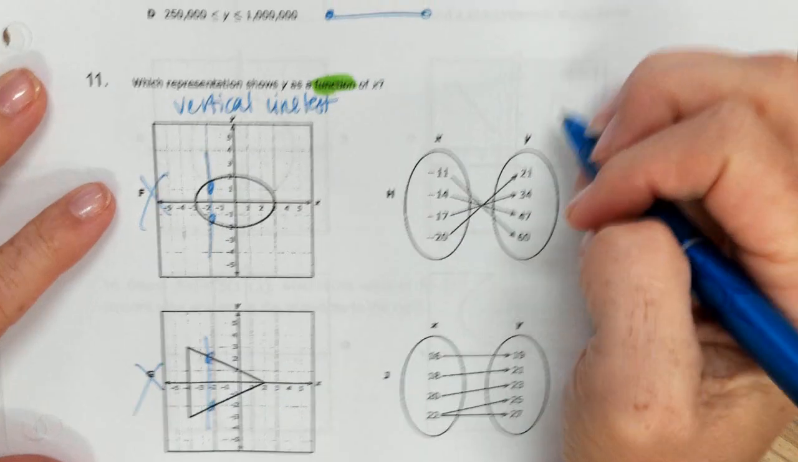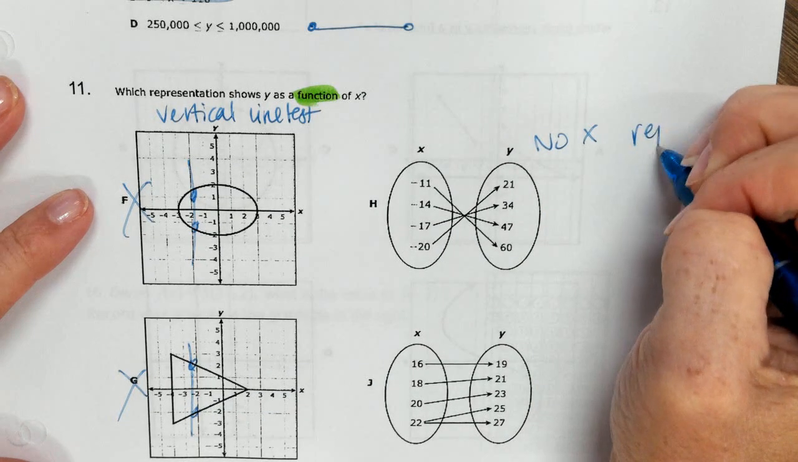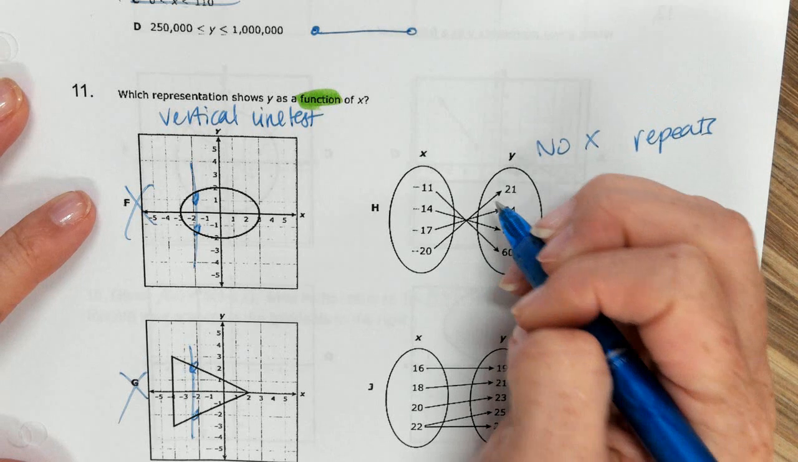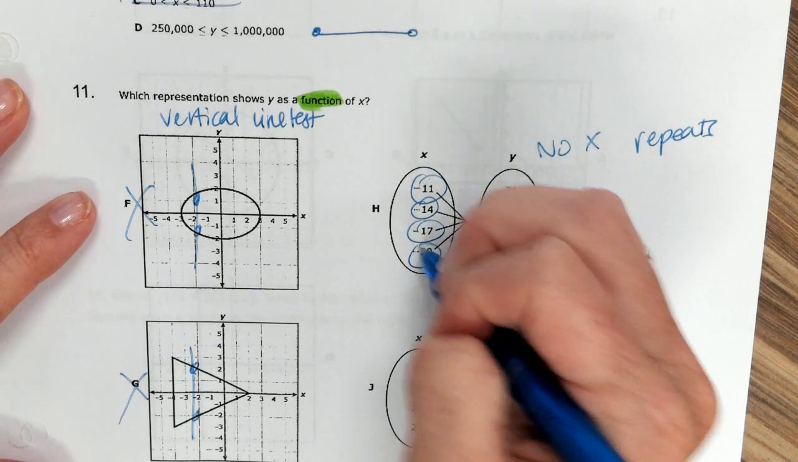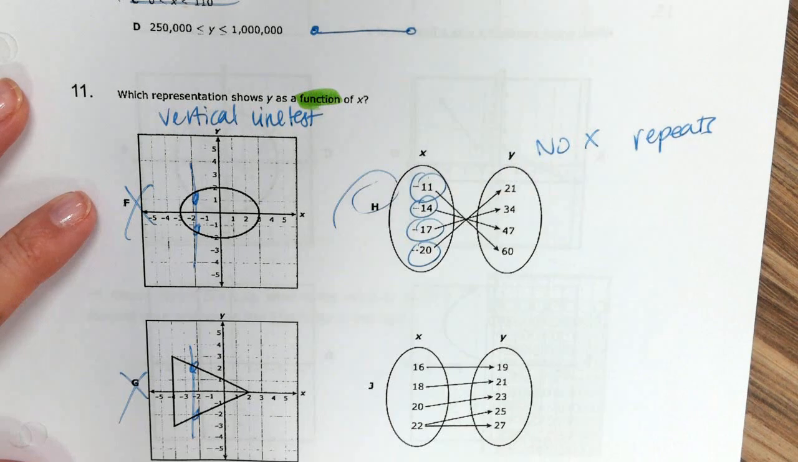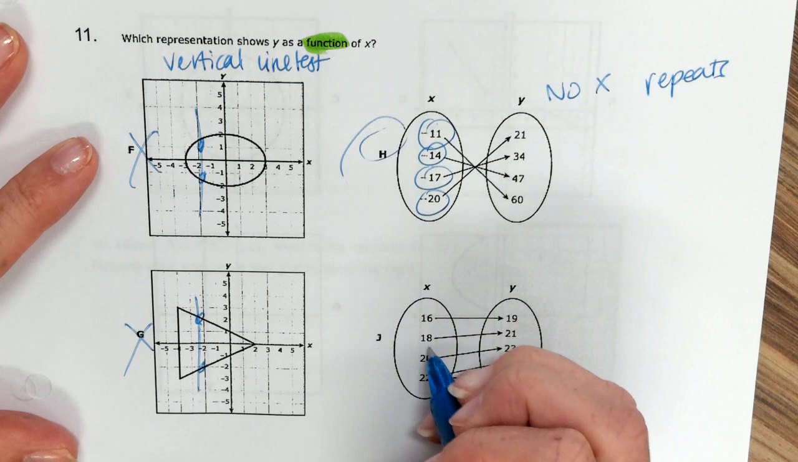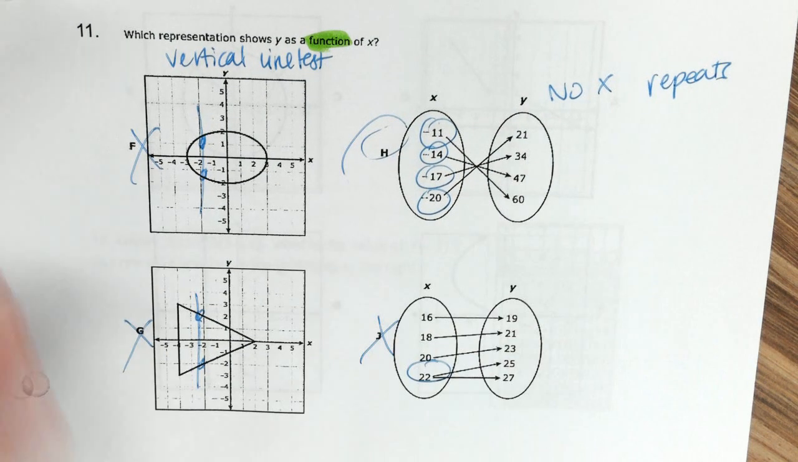On mapping diagrams, you just make sure no x repeats. So here, doesn't repeat, doesn't repeat, doesn't repeat, because there's only one line coming out, so that's a function. Down here, 22 repeated, so that is not a function.